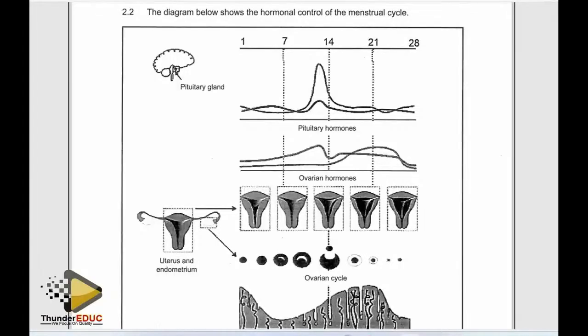Let's see. The diagram below shows the hormone control of the menstrual cycle. Hormone control of the menstrual cycle.